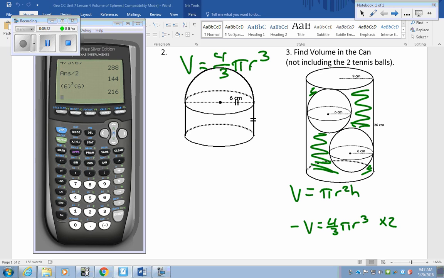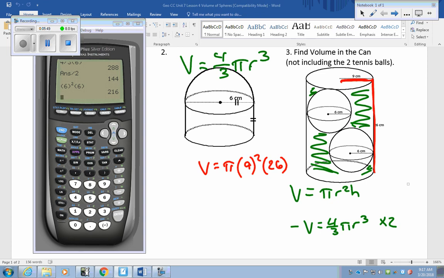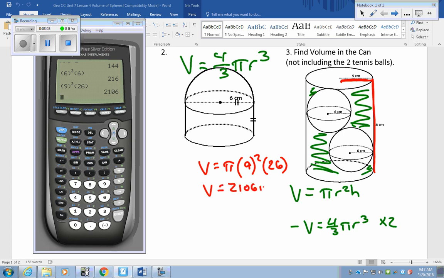So for my cylinder, it looks like I got a radius of 9 on my cylinder and then a height of 26. So my first step is going to be to do pi 9 squared times 26. So I'm going to go ahead and throw that in the calculator. So I got 9 squared, parentheses 26. So for that volume for the cylinder, my volume is 2,106 pi, and then I'll include the centimeters cubed on my final answer.